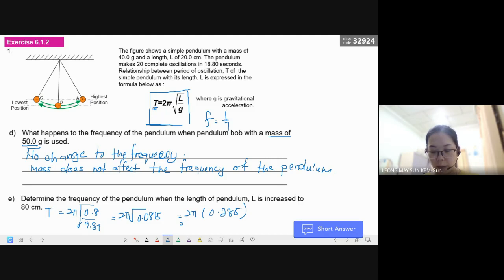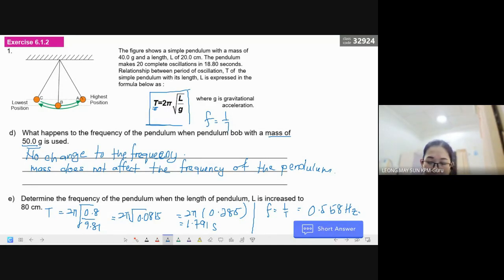You can use pi as 3.142, or you can actually use the pi symbol. The answer will still be acceptable. So I got my period to be 1.791 seconds. But the question wants frequency, and frequency is 1 over period. So I have to inverse it: 1 divided by 1.791. My frequency right now is 0.558 hertz. Do cross-check my answer and see whether yours is the same or not.